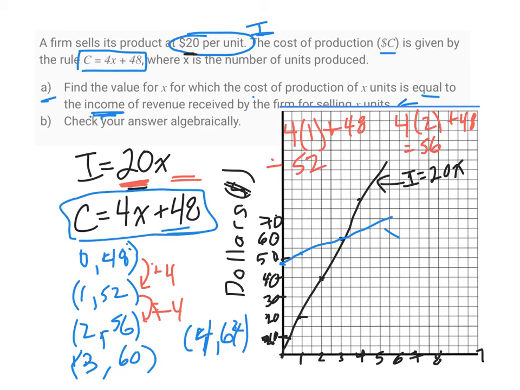I know that this is the line of C equals 4x plus 48. And if I had used a really good ruler and been really careful, I would see that my point of intersection is right here. And that point of intersection is at 3,60.